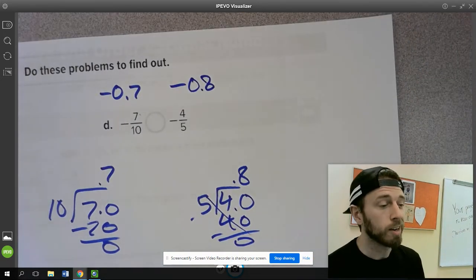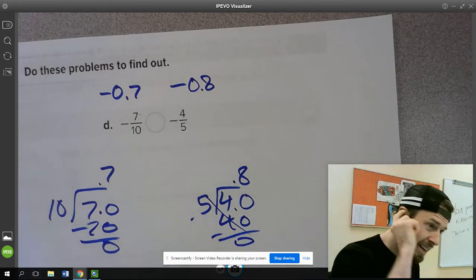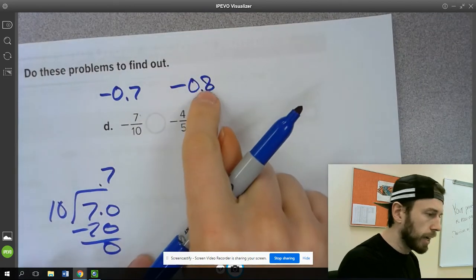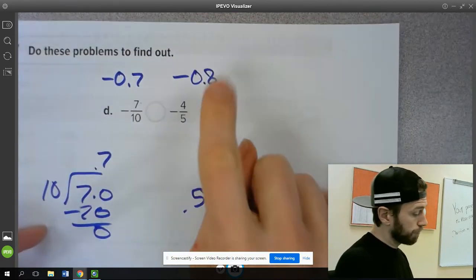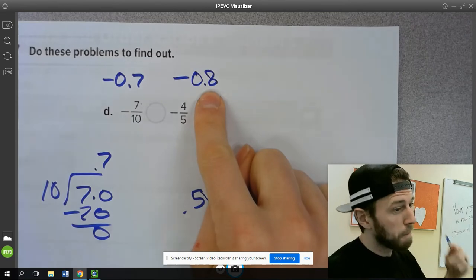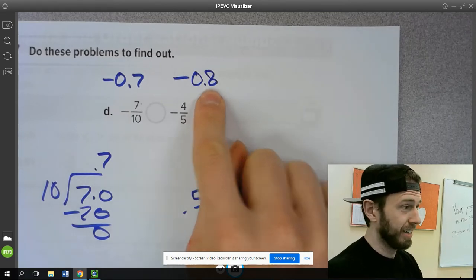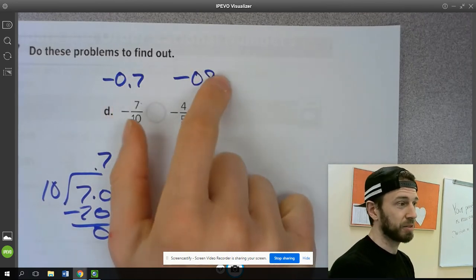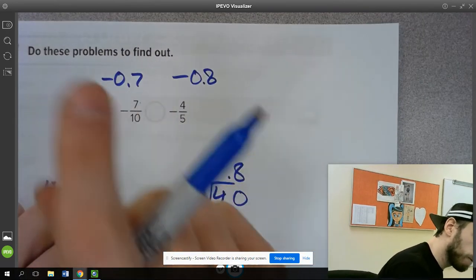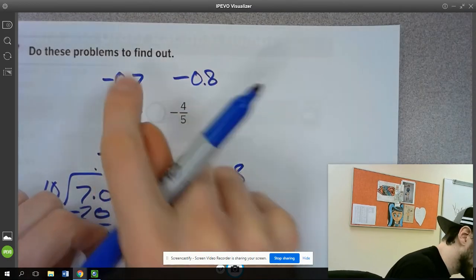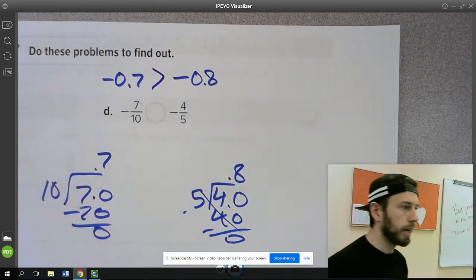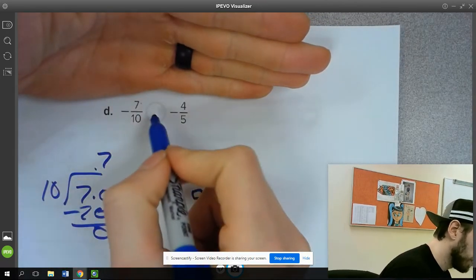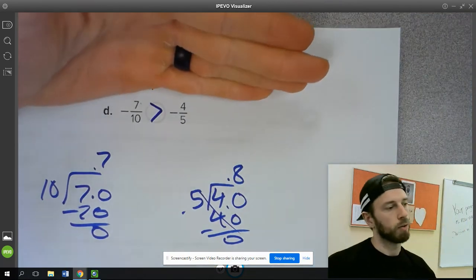Now that they're decimals, I think I can do a little bit better job at comparing these. I didn't have to change the denominators or anything crazy like that. So negative 0.7 and negative 0.8. Now my intuition tells me that 0.8 is bigger. But remember, it's negative. This one's actually bigger because it's further to the right of the number line. It's going to be closer to 0. Right? And this one's going to be further down. So the way you would read this sentence is actually negative 0.7 is greater than negative 0.8. Or to finish the problem out right here, we would just say that negative 7/10 is greater than negative 4/5.